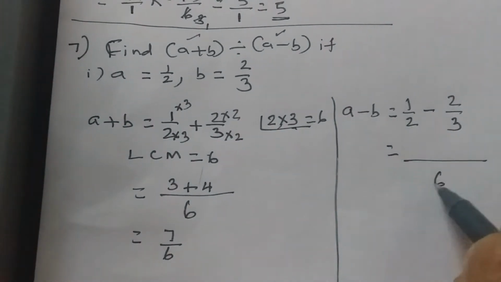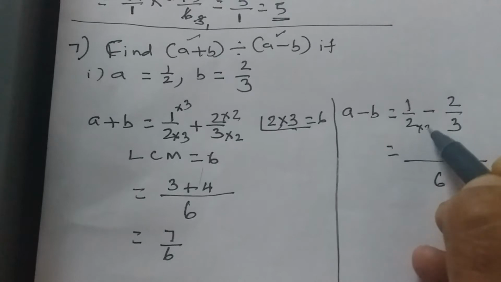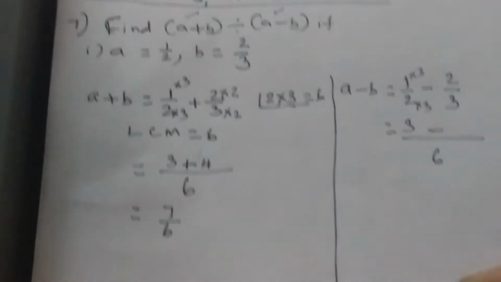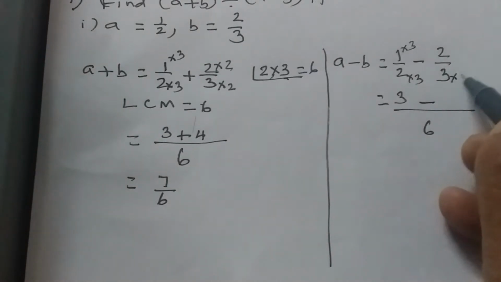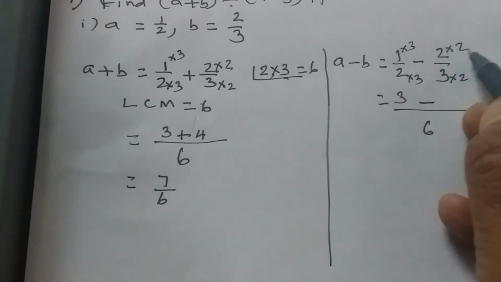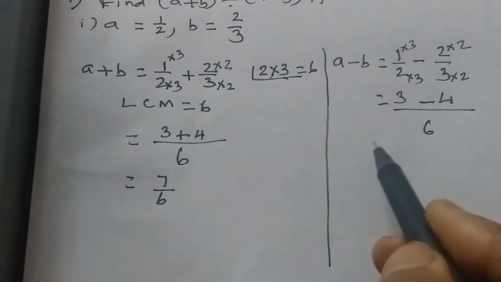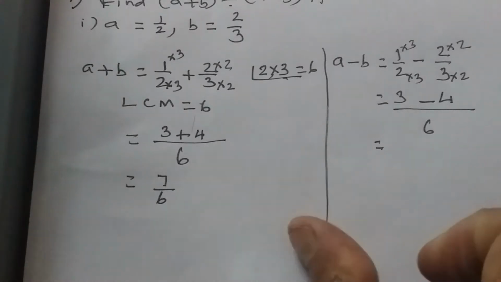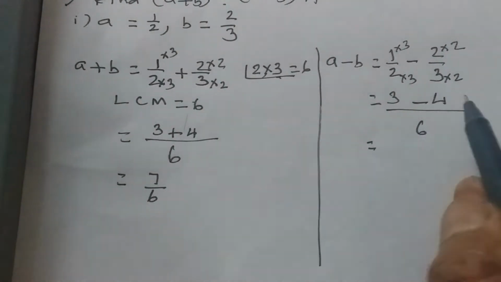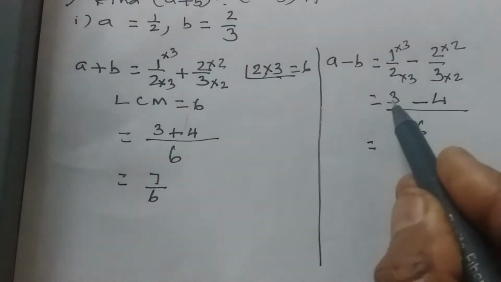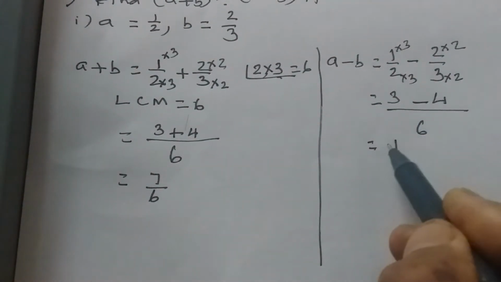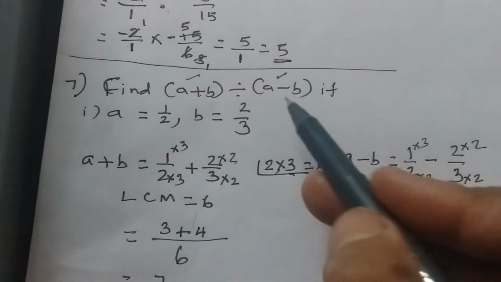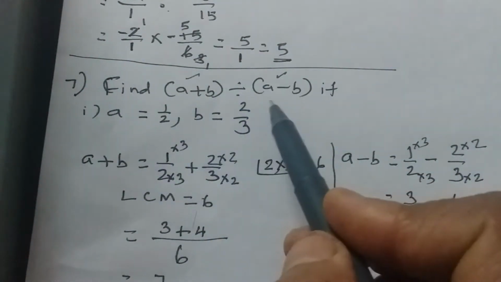So write 6, and 2 into what is 6? 2 3s are 6. Multiply the numerator also by 3. 3 1s are 3 minus, change 3 to 6. So 3 into 2, and therefore the numerator also into 2. 2 2s are 4. And what is 3 minus 4? Signs are different. Subtract and put the sign of the greater number. From the greater number, 4, you subtract the smaller number, 3. That is 1. The sign of the greater number is minus, so it is minus 1 by 6. So we have found a minus b. We got a plus b, we got a minus b.